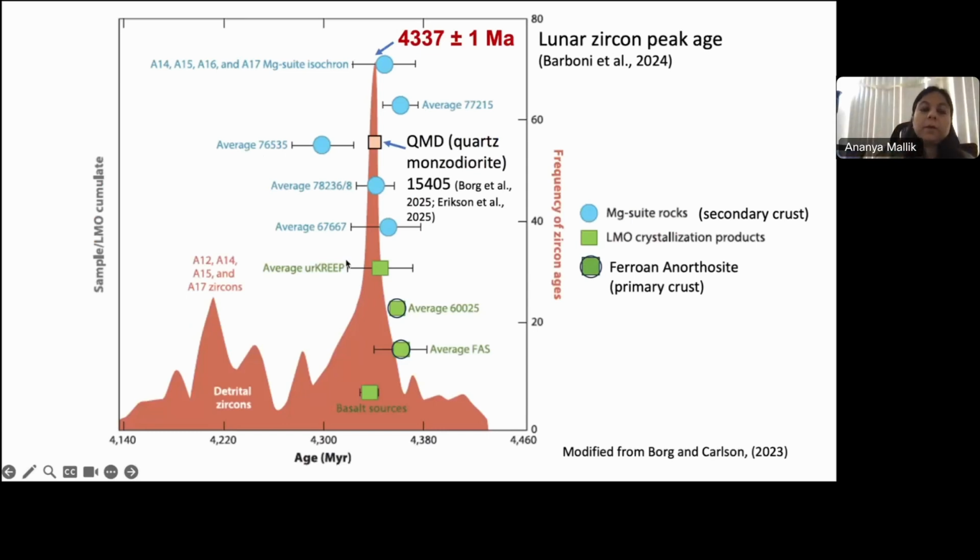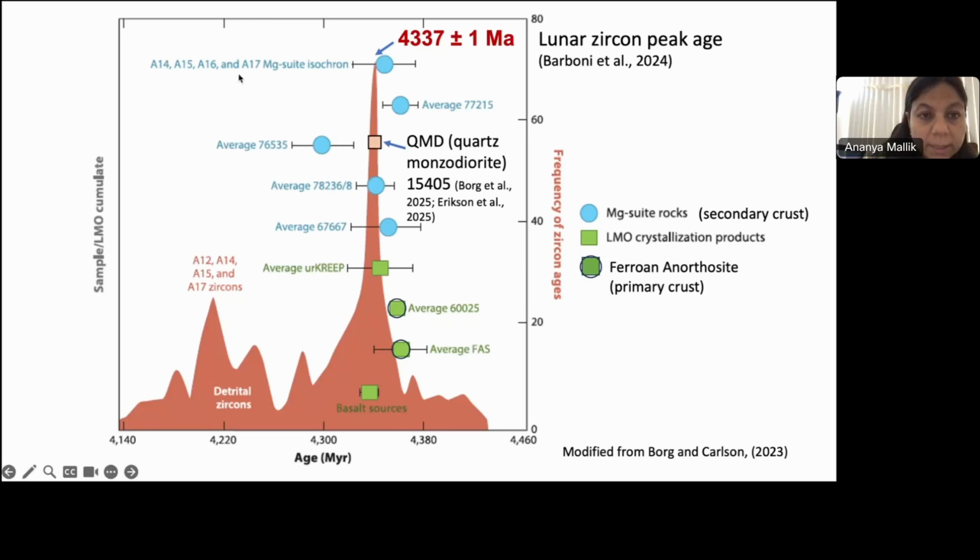Okay, so if we look at the ages of these different crustal lithologies, this figure here is modified from this paper by Borg and Carlson that came out in 2023. So on the x-axis, we have age. As we go to the left, it gets older. Or I'm sorry, as we go to the right, it gets older. And then on the y-axis, we basically have frequency of these orange detrital zircons here. So what we see is that these orange fields that represent the lunar detrital zircons have a very distinct peak at about 4.34 billion years.